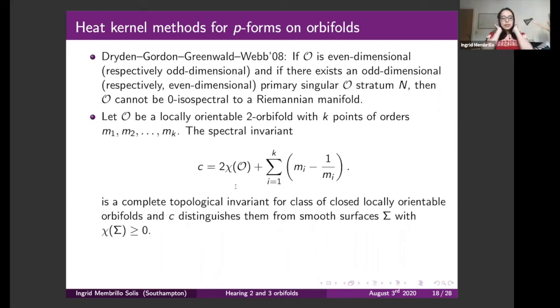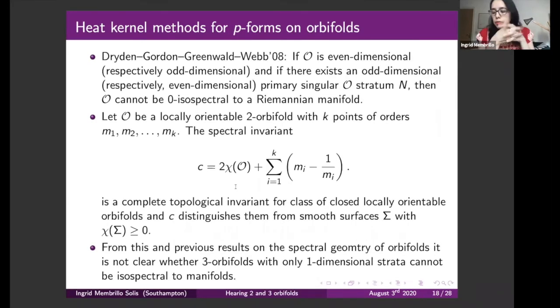Now, from these previous results in spectral geometry, it is not clear, for instance, what happens if the dimension of the orbifold is 3 and there are only one-dimensional strata.